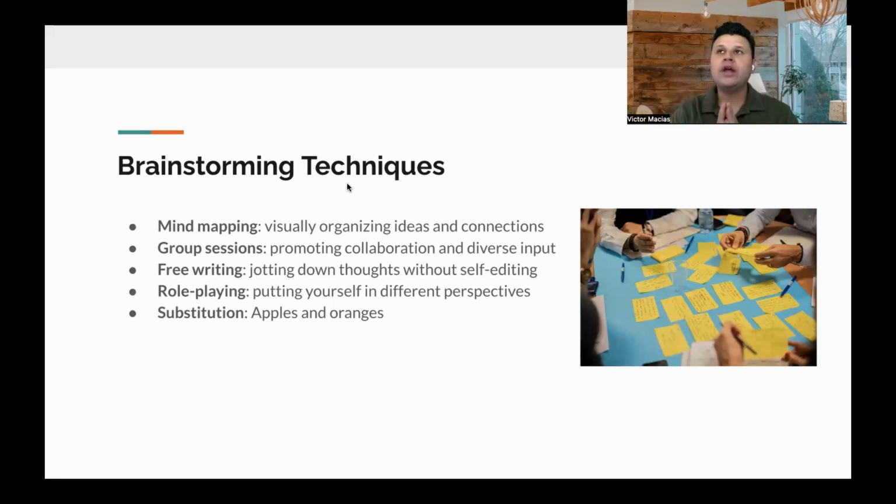Also, a great brainstorming activity that I learned from one of my professors is substitution. So apples and oranges. In one of the workshops he gave, he said, I want you to take two things that don't seemingly relate to one another, and I want you to create a concept or a business solution around them.